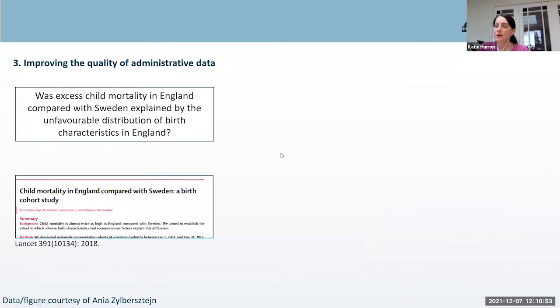A perhaps less obvious benefit of data linkage is improving the quality of administrative data. This study by colleagues of mine at ICH aimed to understand whether differences in child mortality between England and Sweden could be attributed to adverse characteristics at the time of birth. So they wanted to know whether the increased rates of mortality in infants in England were explained by, for example, babies who were born at a lower birth weight or a lower gestational age.